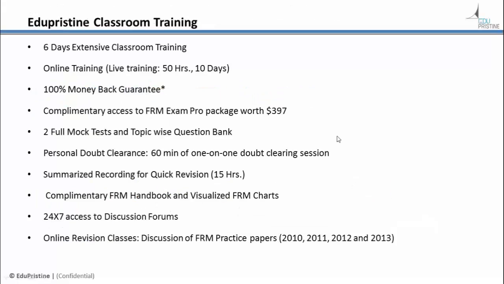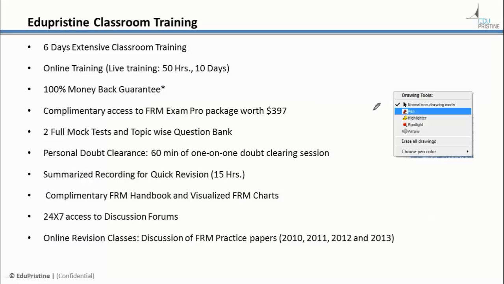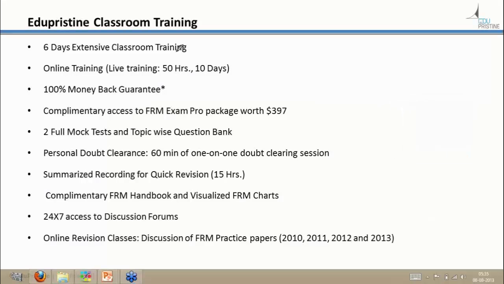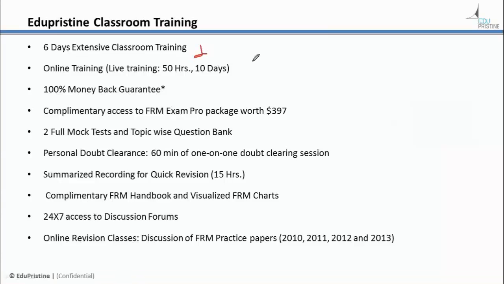Now about Edu Pristine's classroom course. It is a 6-day extensive classroom training in which the first 2 days we will be studying quantitative analysis. Then we have 2 days for FMP, which is financial market products. We have 1 day for valuation and risk models, and on the last day we have VAR, which is value at risk, and foundations of risk management. Along with these 6 days, you will get access to our online training, which is for 50 hours spread over 10 days, basically 5 hours a day.